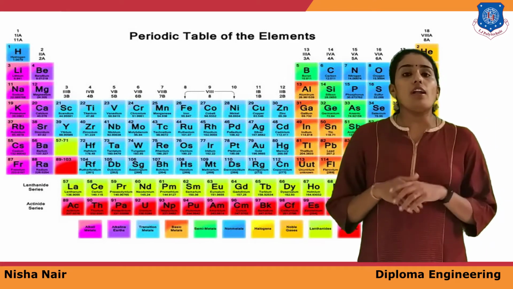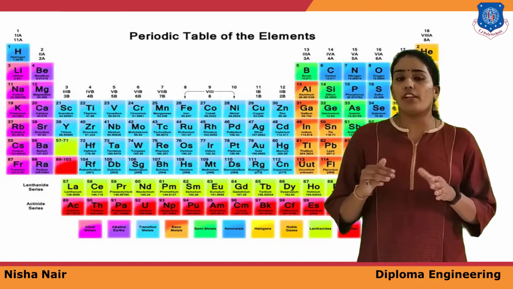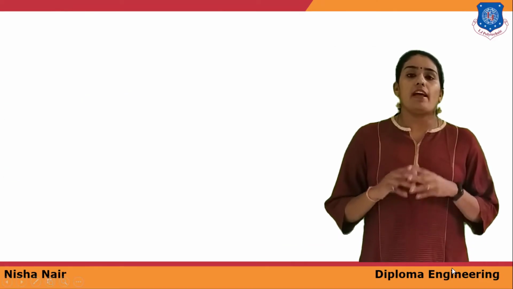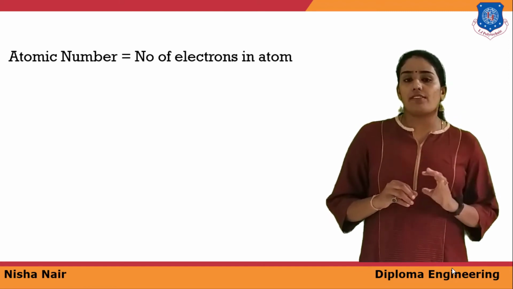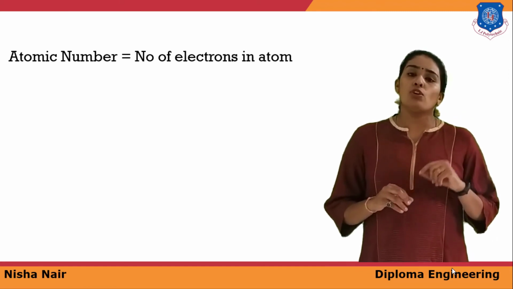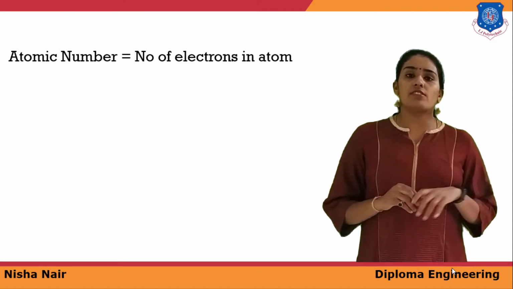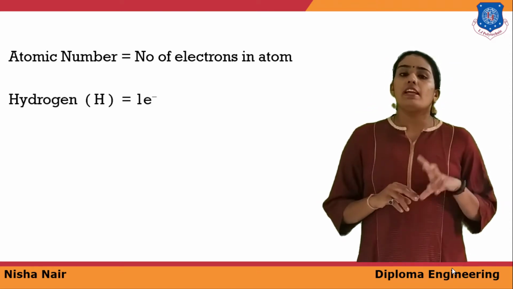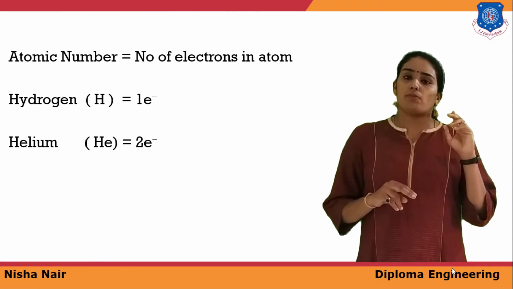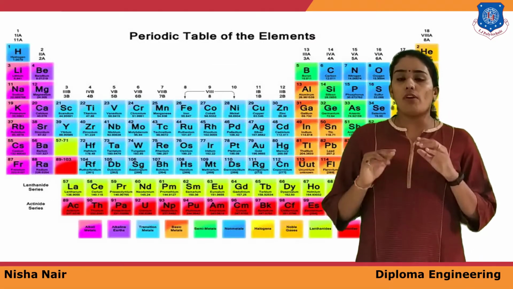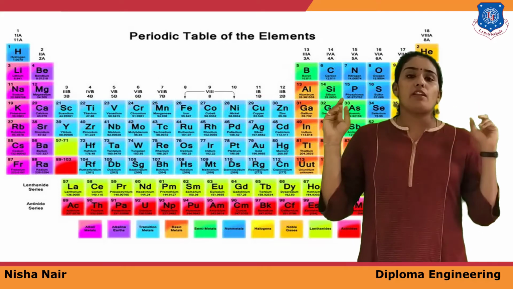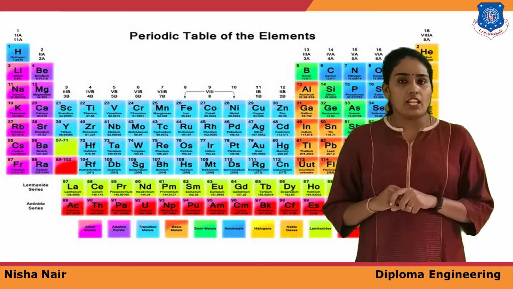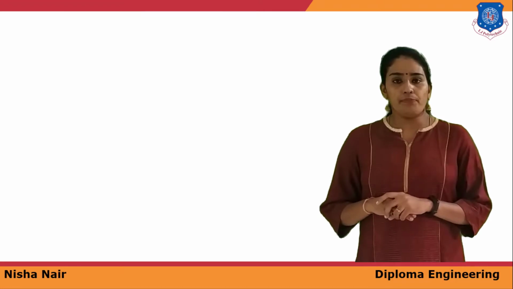Now these elements are arranged according to their atomic number. Atomic number means number of electrons present in an atom. If there is one electron, its atomic number is 1. Such an element is known as hydrogen. Helium has 2 electrons, so the atomic number of helium is 2. So according to the number of electrons, which is known as the atomic number, the elements are arranged in this table. Now let me go to our chapter.